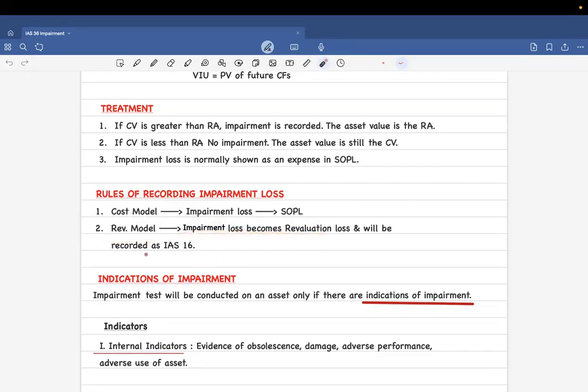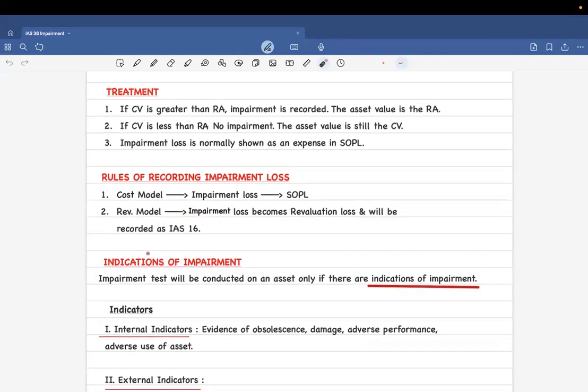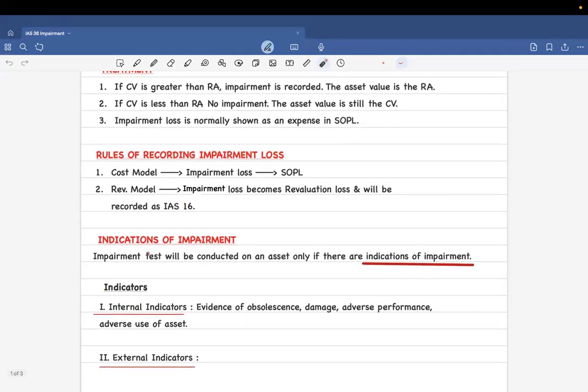And it is going to be treated the same as IAS 16 treatment. That means the loss would go to comprehensive income. You have a revaluation gain that is being recorded in OCI, right? So if it is a loss, it is an impairment. Understood? If it's a loss, it's an impairment.